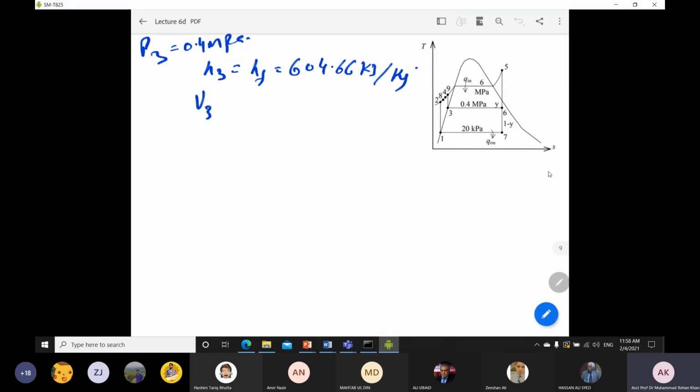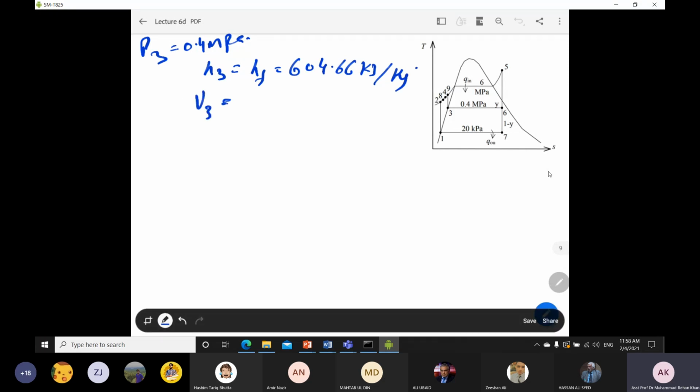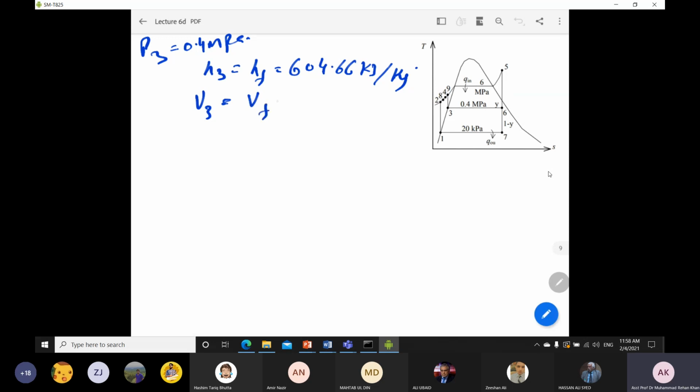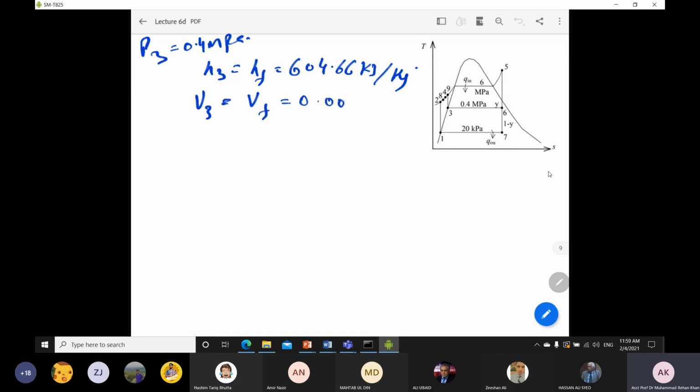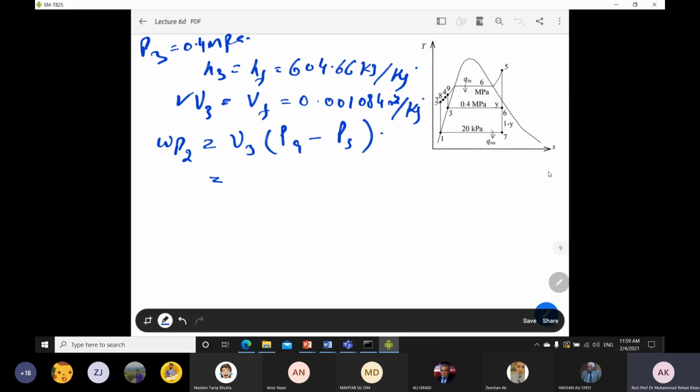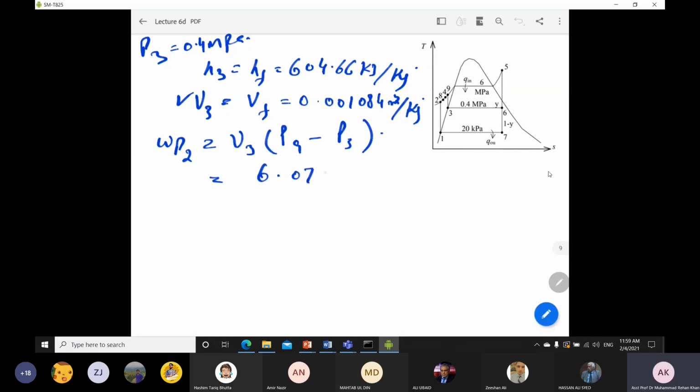Again, you have to find the specific volume at 3 because we need it to find the pump 2 work. So you go to your saturated liquid and note down the value 0.001084 meter cube per kg against your 0.4 megapascal pressure. The pump 2 work will be specific volume at 3 times (P9 minus P3). Specific volume at 3 is given, P9 is given in your question, P3 is also given. Just solve it and you will get 6.07 kilojoule per kg.